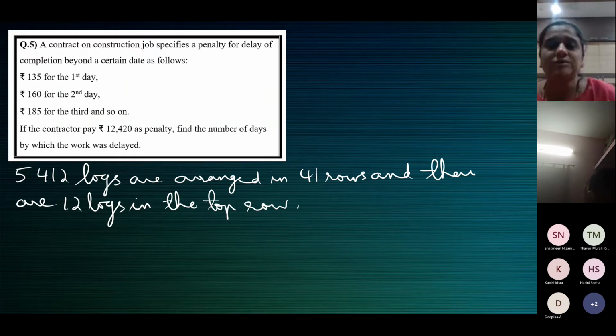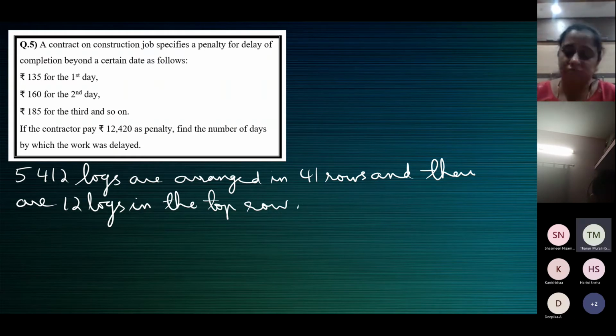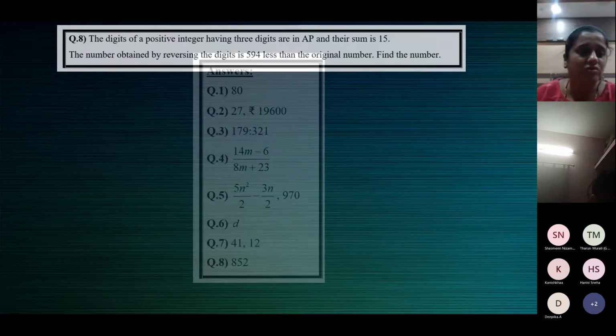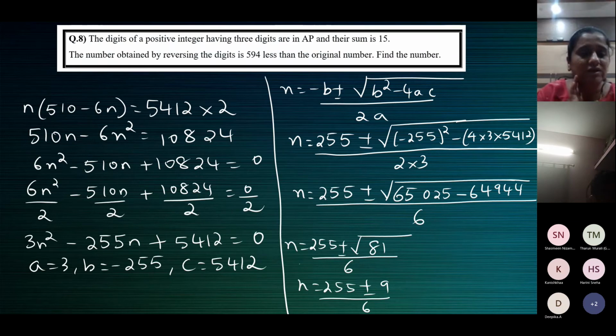Yes, Tarun, please ask me. Ma'am, the quadratic equation, we can still reduce it to a simpler form. Yes, it's divisible by 3. Yes, correct. 5 plus 5, 10, 12. I did it with n square minus 85 n plus 1,804. Yes, correct. I didn't check.